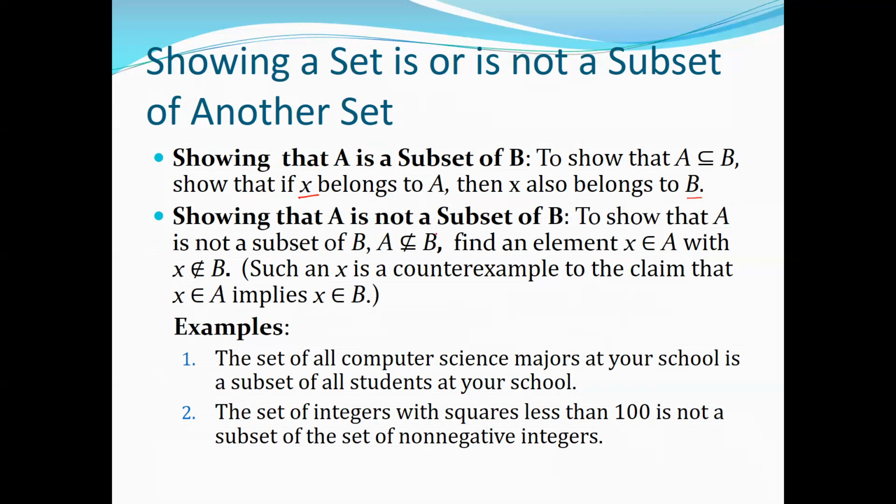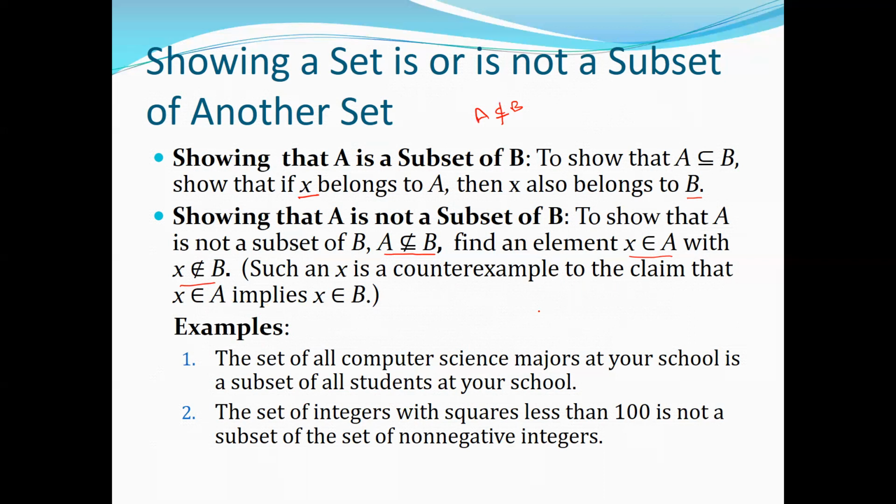Since we can prove that, we can show that this is a subset. So how to show that A is not a subset of B? We use this symbol in order to represent not a subset, right? This is a subset of B; in order to represent not a subset, we just mark this symbol. Find an element X belonging to A with X not belonging to B. So find any single element that is present in A but not present in B. Such an X is a counterexample to the claim that X is a member of A implies X is a member of B. That's how you can show that A is not a subset of B.